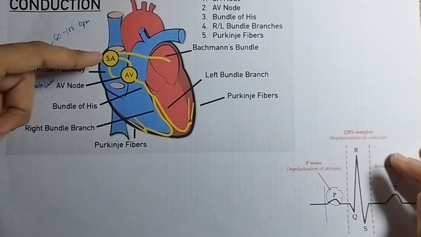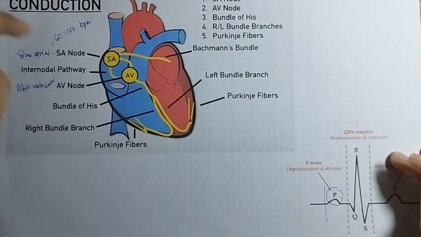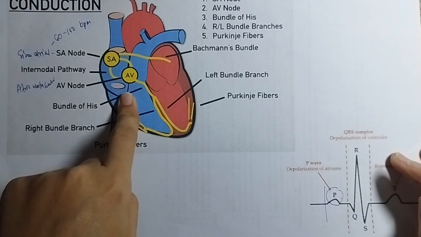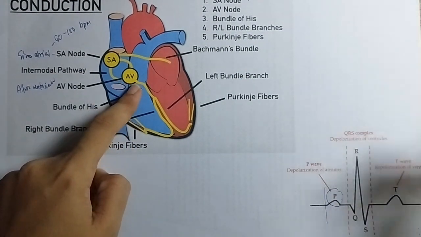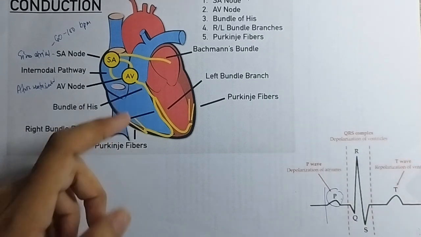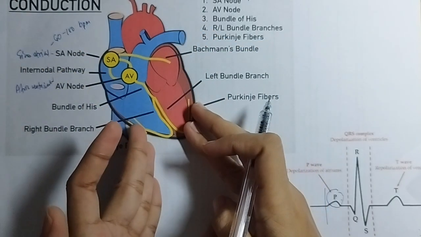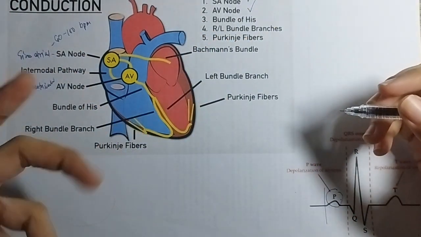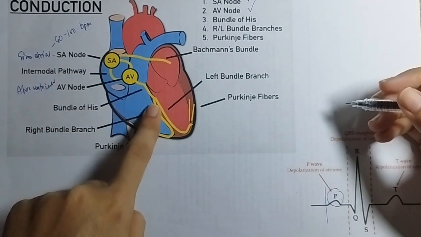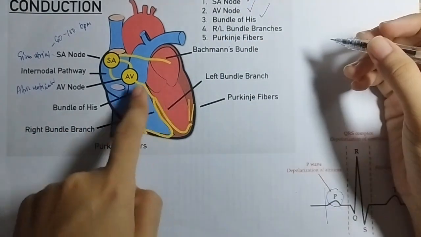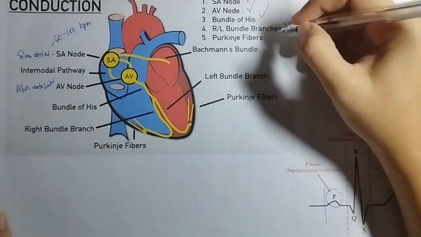Once mag-fire na si SA node, ang impulse or ang electrical stimulus mapapasa kay AV node or your atrioventricular node. Ano naman ang gagawin ng AV node? Na-discuss natin kanina. The AV node will delay the impulse to allow the complete emptying of your atria and the complete filling of the ventricles. Kasi ipapasa na ngayon yung blood, di ba? After nyan, once na transfer na lahat ng blood to the ventricles, mapapasa ang electrical stimulus to the bundle of His, furtherly divided to right and left bundle branches, and then to the Purkinje fibers.